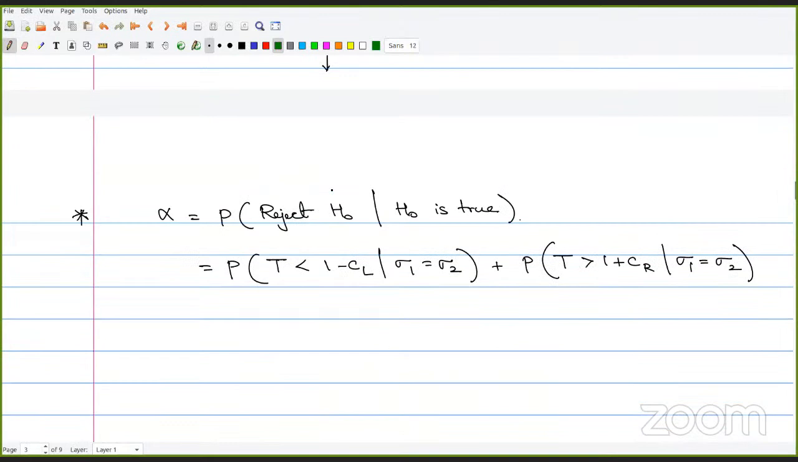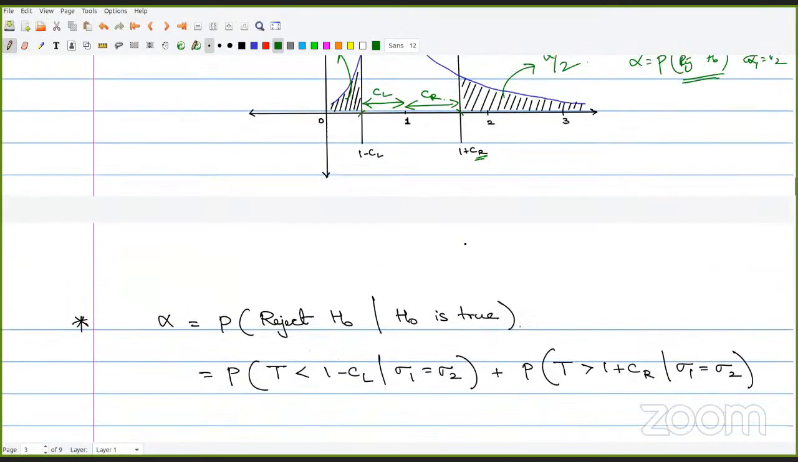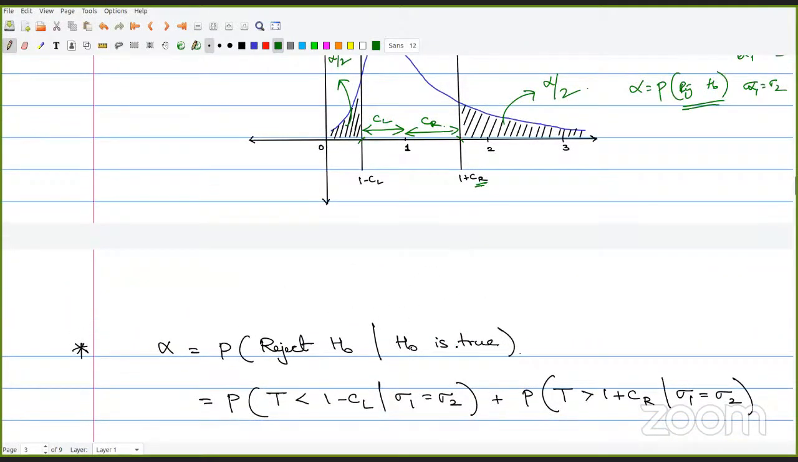We know alpha is actually the probability of rejecting H naught when H naught is true. That's the extended definition. So it is the probability that T falls on the left side of 1 minus CL, or on the right side of 1 plus CR, and then we are going to reject. That will be the alpha: the probability that T is less than 1 minus CL, given sigma 1 is equal to sigma 2, plus the probability that T is greater than 1 plus CR, given sigma 1 is equal to sigma 2.